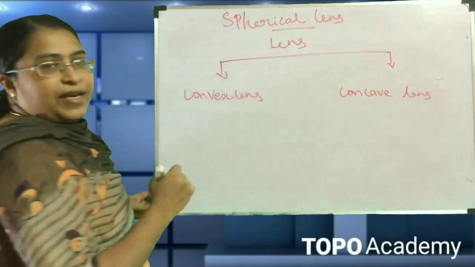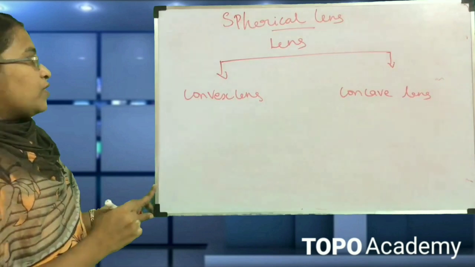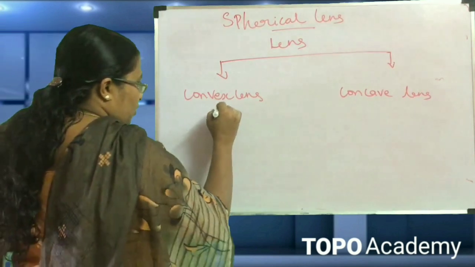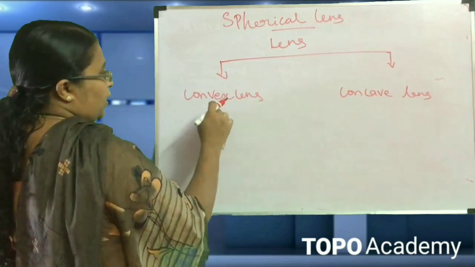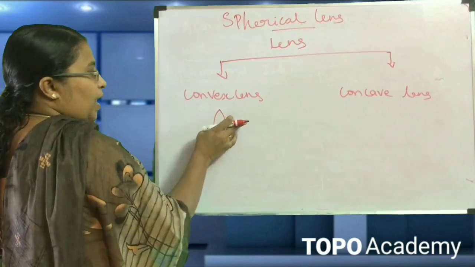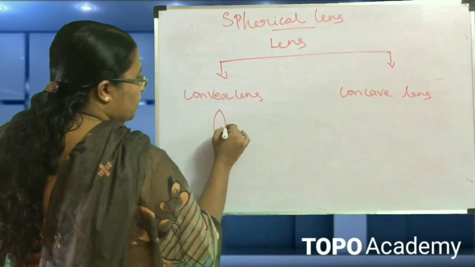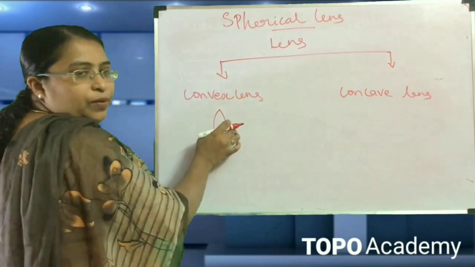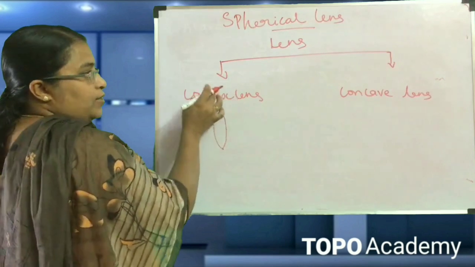First one is convex lens and second one is concave lens. So this is the convex lens. Convex lens is bulged in the middle and it is thin towards the outer portion. It is bulged in the middle portion and it is thinner to the outer section.